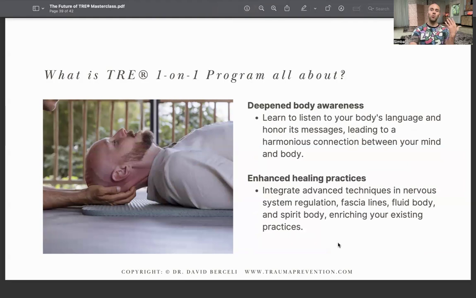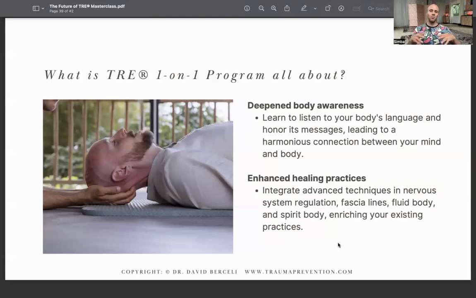And I have a one-on-one program, and that's for you who really want to go deep and become a master at this art. And then you're going to be in a container with me when I'm going to teach you a lot of different tools that I've used over the years to really learn how to listen to the body's language, honor the message, and also create a connection between you and the client, but also between the client and different parts of the body in a safe way. And you learn how to integrate a lot of advanced techniques that help regulate the nervous system.